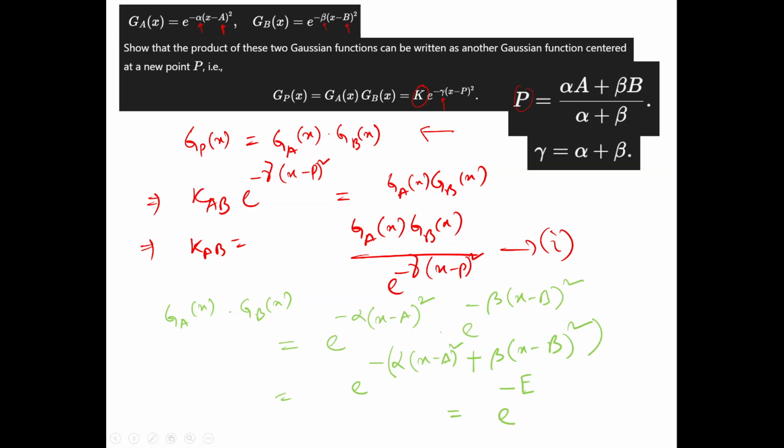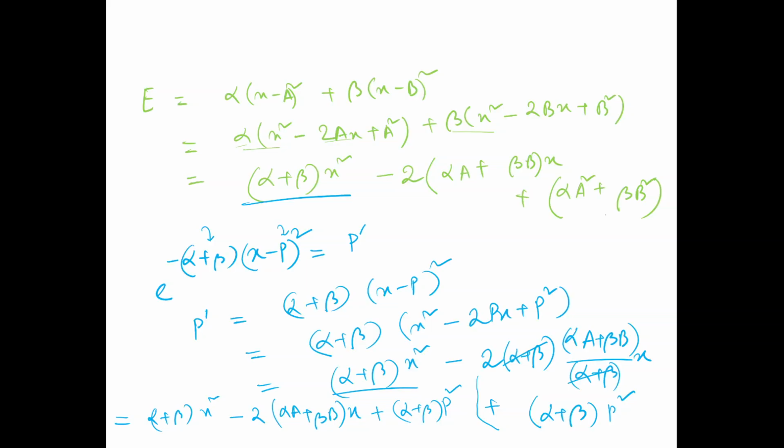Now from equation 1 you can see that KAB is equal to the individual product divided by e to the power minus gamma (x minus P) square. So this is your numerator and this is your denominator term, right? And these two terms, this term and this term, and the first term and the first term, they get cancelled, so there will be some remainder term. So what will be that term?